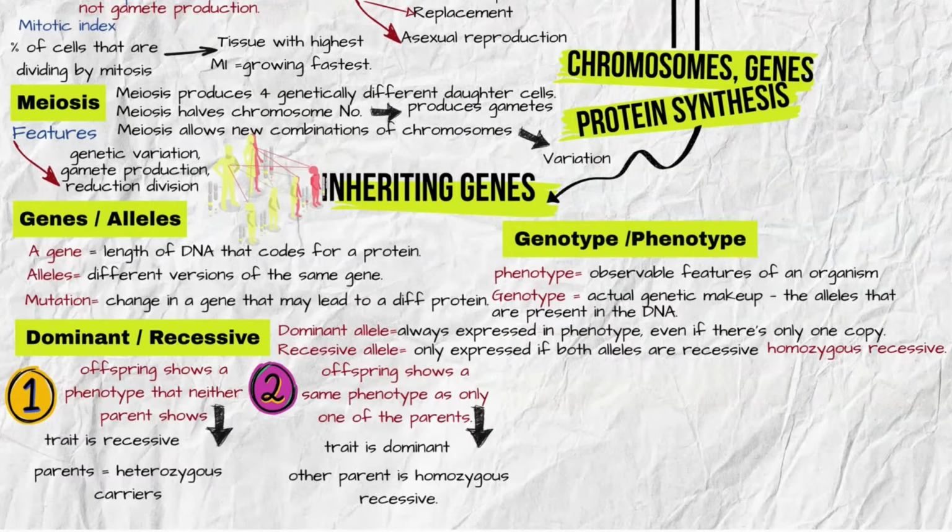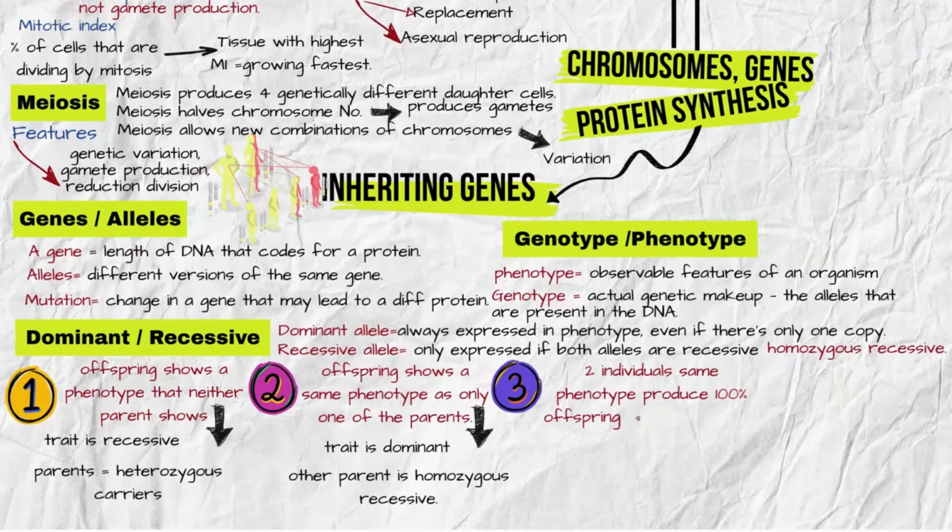Scenario 3. Two individuals with the same phenotype produce 100% offspring of the same phenotype. In this case, the trait is either homozygous dominant or recessive. Both are still possible. To confirm recessiveness, you need other crosses to show variations.